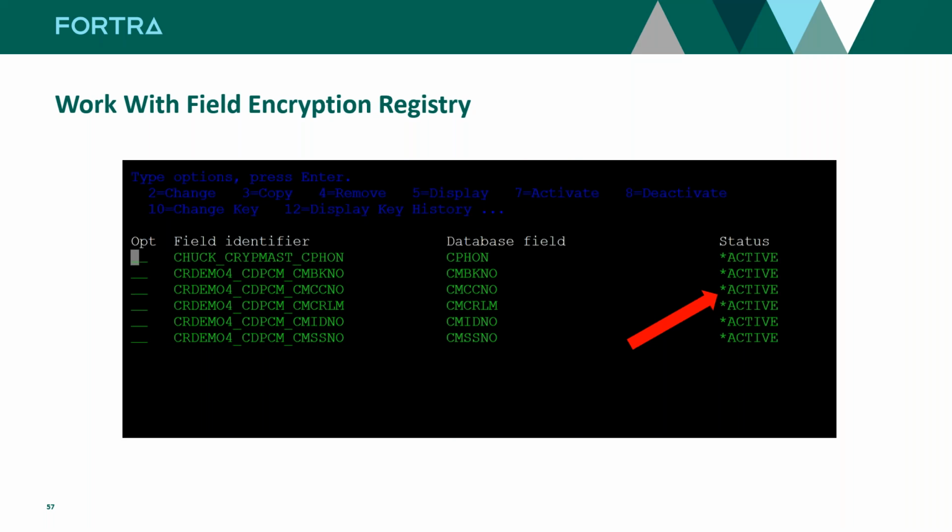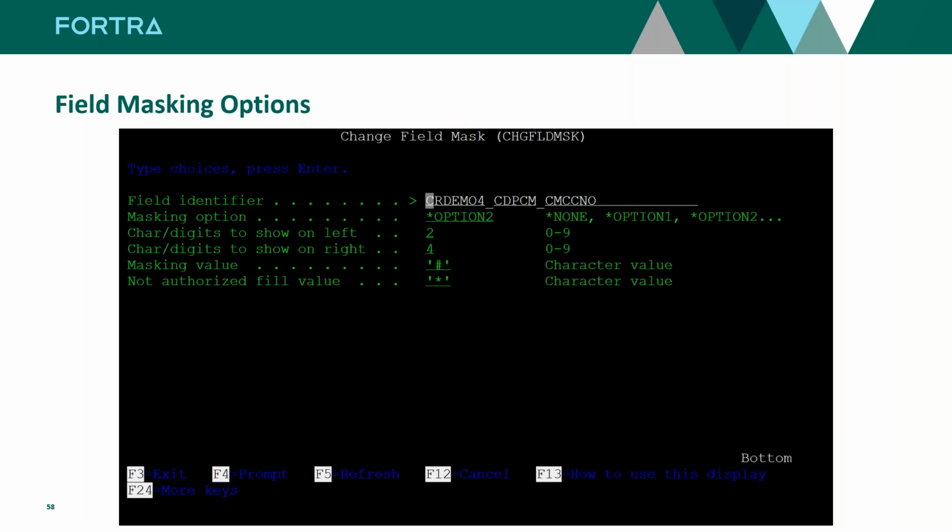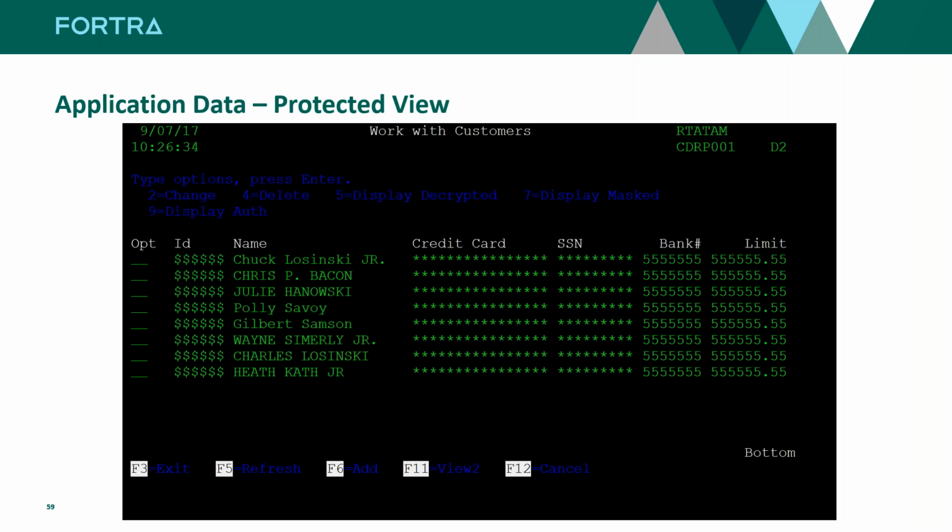The registry itself makes it very easy to identify whether you've activated the fields, to ensure that they are protected. Masking is very simple, and determining how much you're going to show and what you're going to fill in the rest of the characters with is done readily within the application. When a user is reviewing the data through your application, they're going to get the protected view. If they're not authorized, the application still looks the same and the fields look the same, except they cannot see the existence of the actual data. They're going to see that masked view of it.